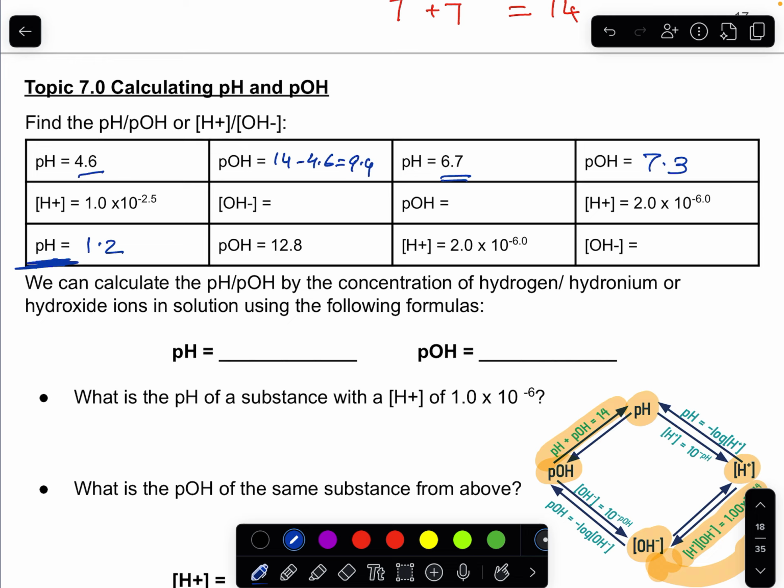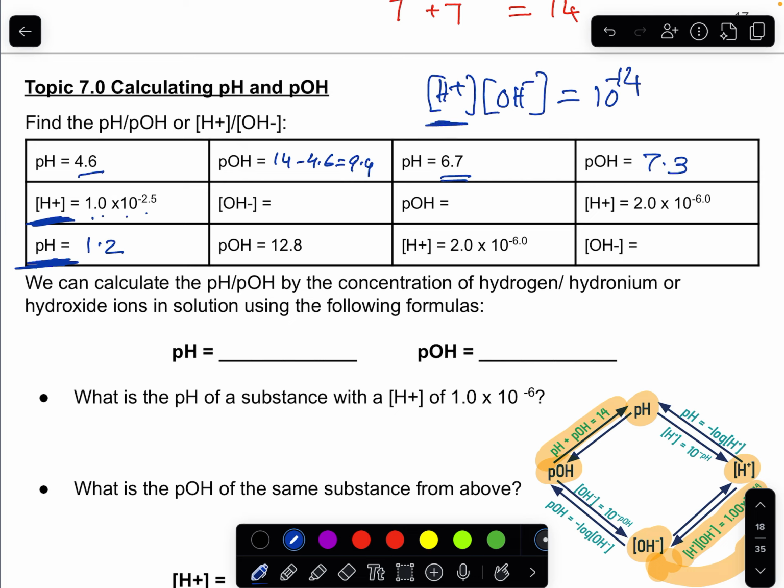Now that was the first equation. The second equation was what? H+ times OH- is equal to 10 to the power of negative 14. With pH and pOH it is adding to 14; otherwise, it is multiplying to 10 to the power of negative 14. So look at this question here: H+ is equal to 1.0 times 10 to the power of negative 2.